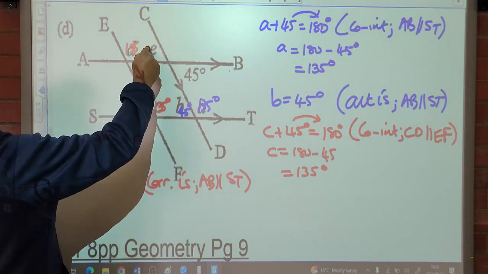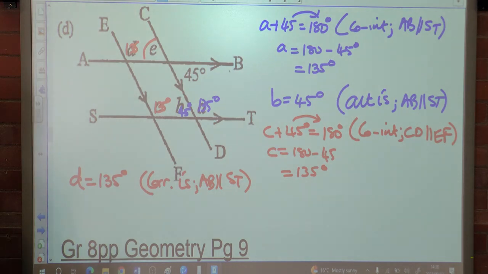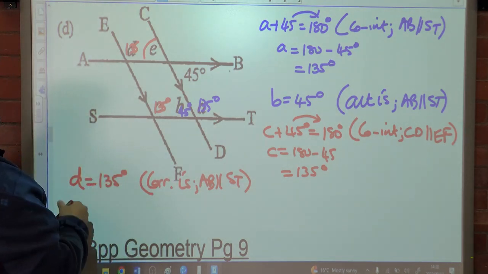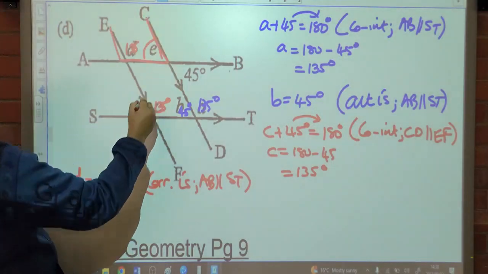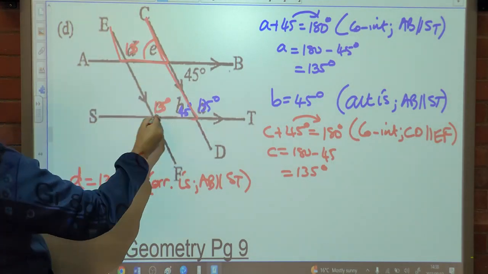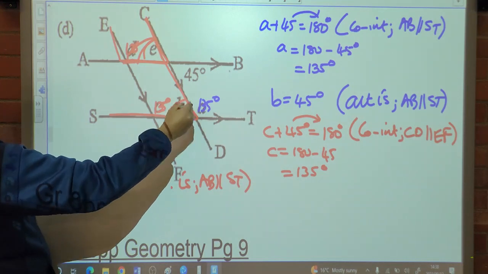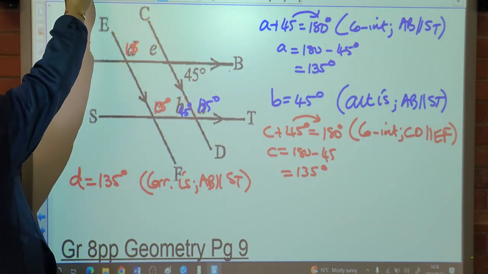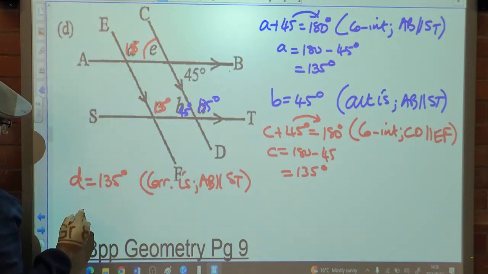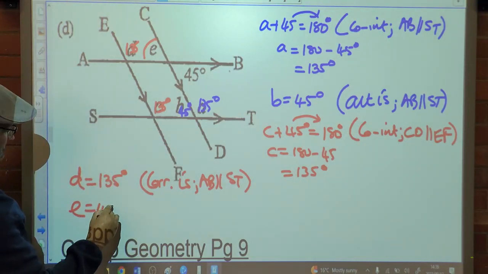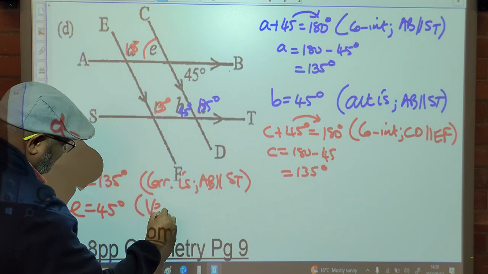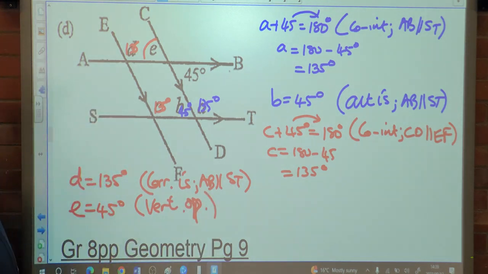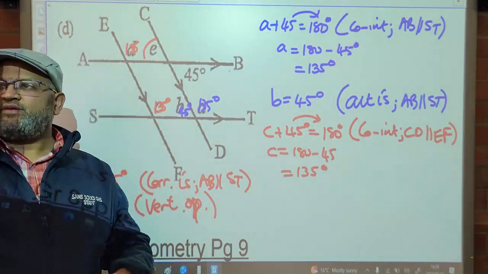E. How are you going to calculate E? Vertically opposite. There's two ways I could have done that as well. Three ways. I could have gone with co-interior, corresponding, and vertically opposite. I'm going with vertically opposite. Yeah, as we are lazy. Vertically opposite. Okay, you guys understand?